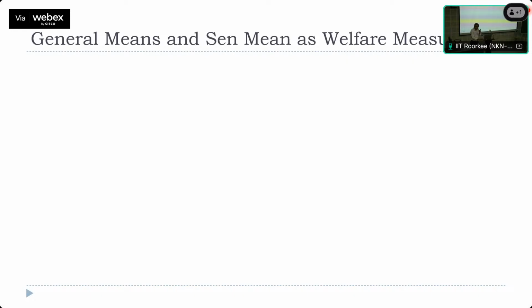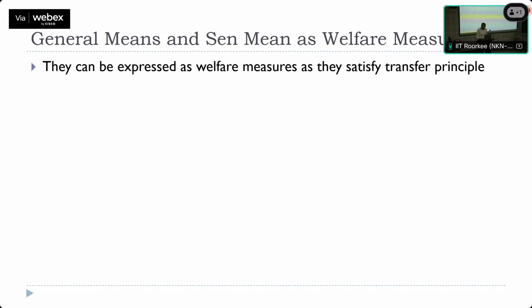So this part probably will be of interest to you, based on the question I just had. Let's have a look at whether the general mean and Sen mean can be seen as a welfare measure. They can be, because they satisfy transfer, and transfer is related to diminishing marginal return or marginal utility. We are all economists, right? We all understand the idea of utility.